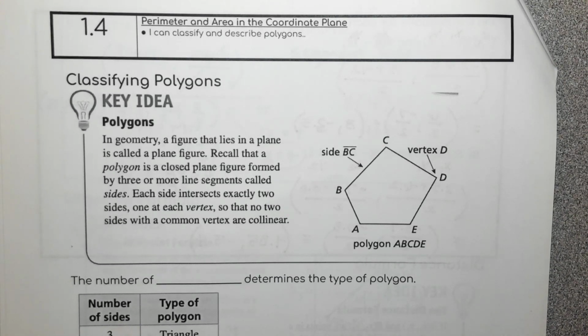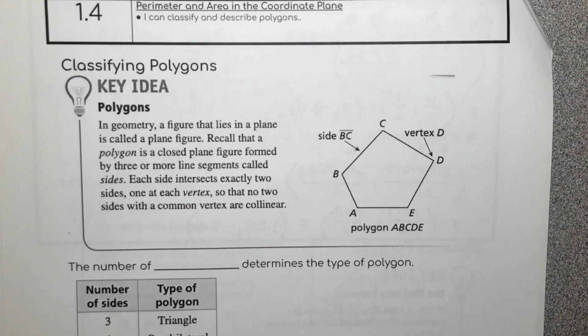We're going to be looking at finding the perimeter and the area of polygons and naming them when they're on a coordinate plane. So usually they're going to be graphed, or we graph them ourselves, and we find these things about them. So what is a polygon?